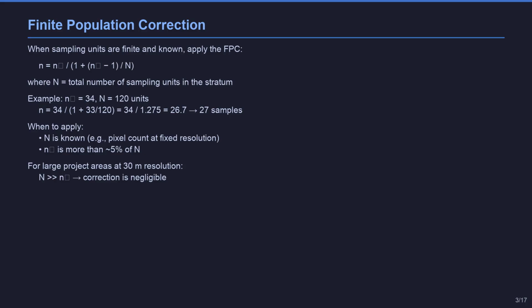For large project areas at 30-meter resolution, the number of pixels is typically in the thousands or tens of thousands, and the correction is usually negligible. Less than one sample difference. Apply it when you know N exactly and when N0 exceeds about 5% of N.